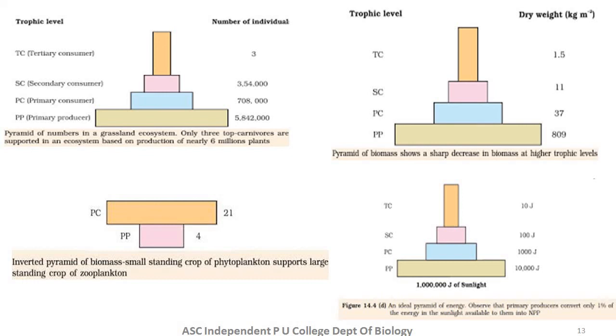So always the pyramid of energy will remain upright. The pyramid of number may be upright or inverted. Pyramid of biomass may be upright or inverted, but the pyramid of energy is always upright, and you will never find an inverted pyramid of energy. Just remember that the energy flow is unidirectional, always from producers to consumers and higher consumers, and never the other way round.